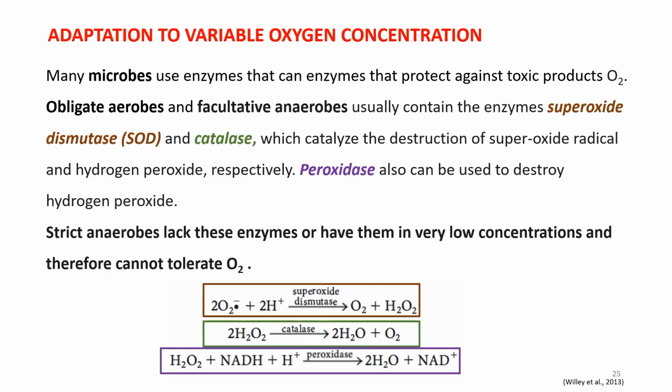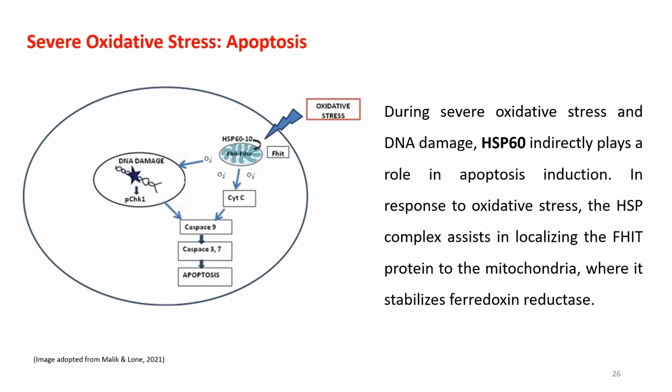Strict anaerobes lack these enzymes or have them in very low concentrations, and therefore cannot tolerate oxygen. Severe oxidative stress or apoptosis occurs. During severe oxidative stress and DNA damage, HSP60 indirectly plays a role in apoptosis induction. In response to oxidative stress, the SSP complex assists in localizing the FHIT protein to mitochondria, where it stabilizes ferredoxin reductase, as you can see here.